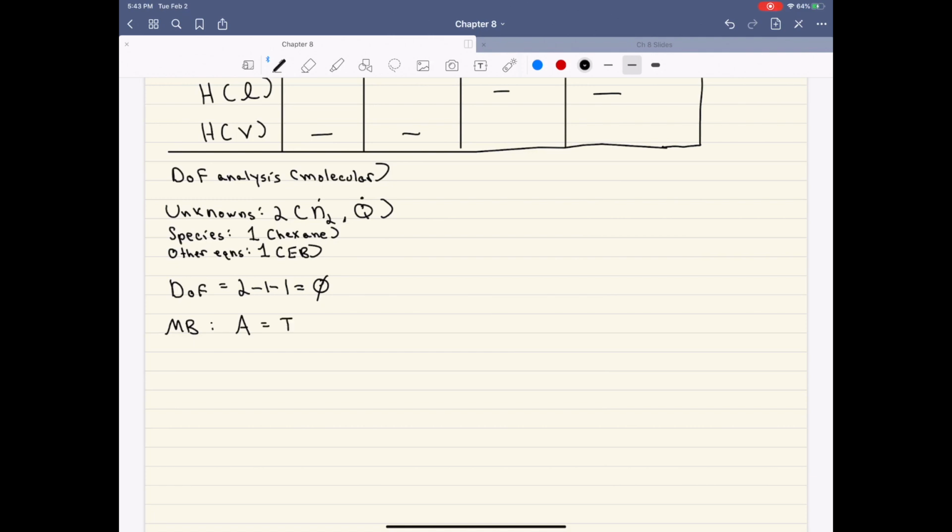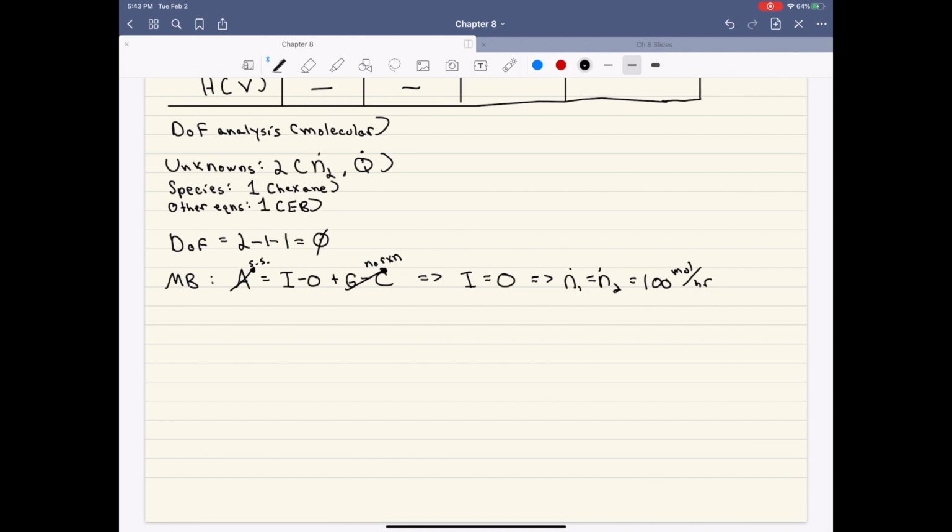Now that we've shown we have enough information to solve the problem, let's go to our material balance. We're dealing with an open system that's at steady state. There's no reaction going on. Even though it's a phase change, it's not a reaction. So G minus C corresponds to 0, and what we're left with is inputs equal to outputs, or in other words, N1 is equal to N2, which is 100 moles per hour. That's a very simple material balance.